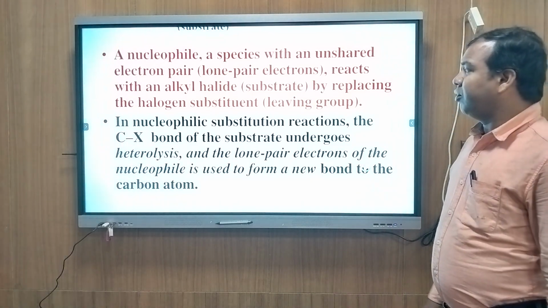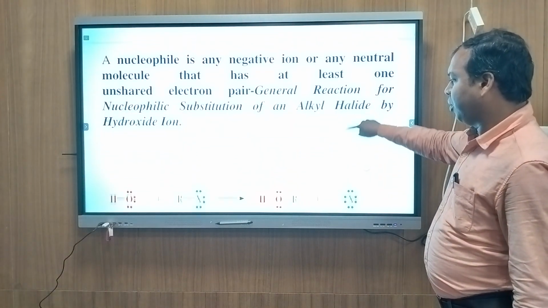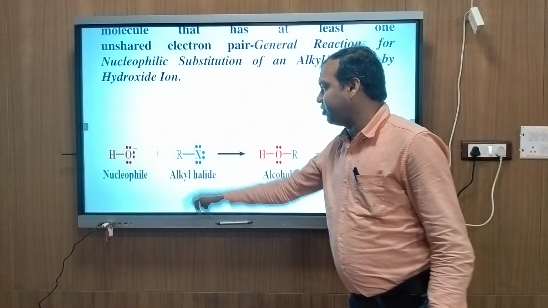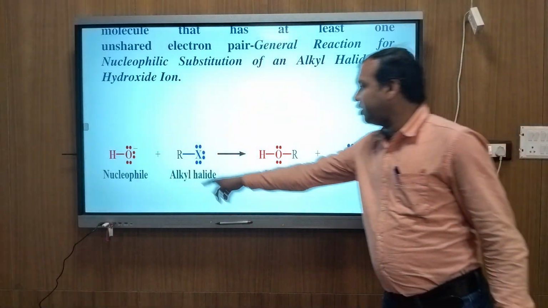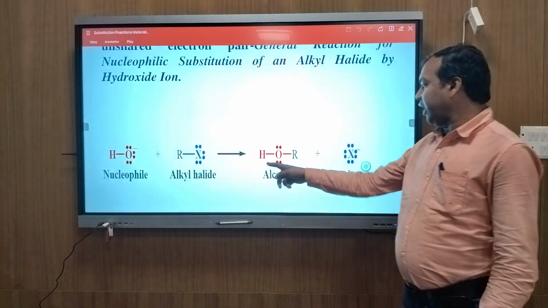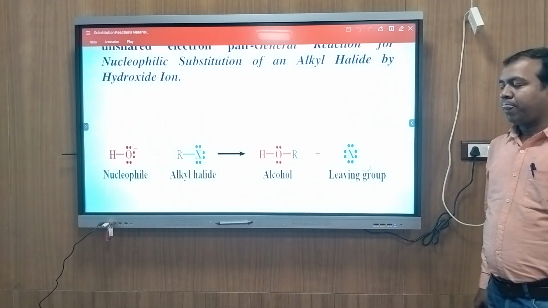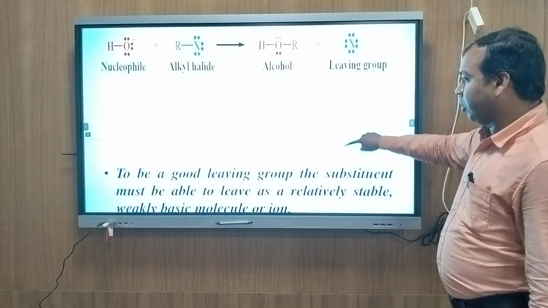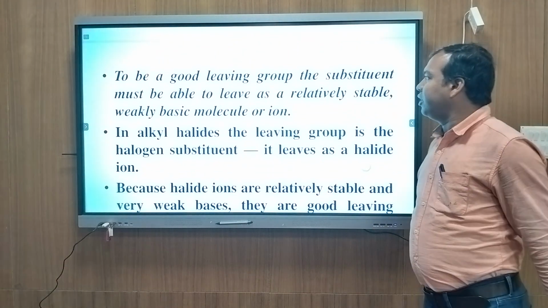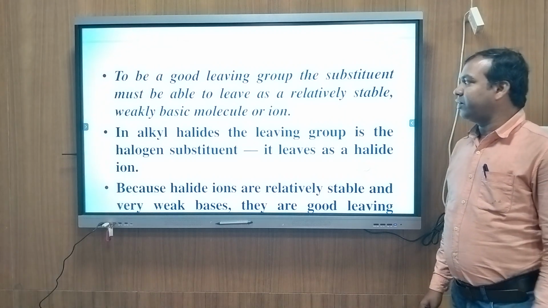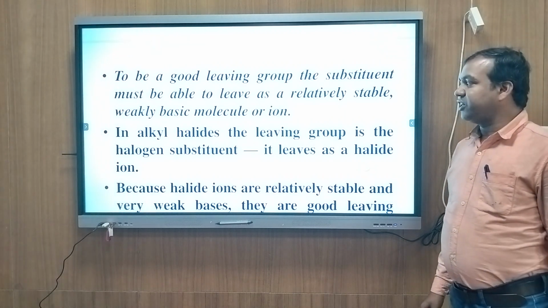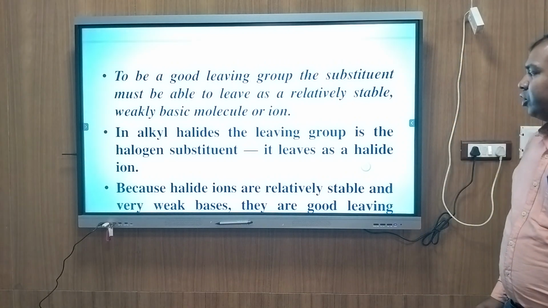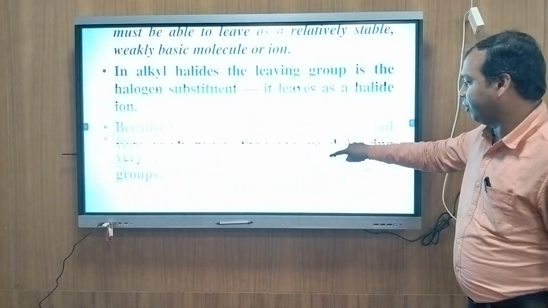So here the nucleophile attacks in the general reaction. This is the alkyl halide, then HO minus, the negative nucleophile, which attacks this alkyl group. Then we get the HOR, and X is the leaving group. So this is the general example of a nucleophilic substitution reaction. To be a good leaving group, the substituent must be able to leave as a relatively stable and weakly basic molecule or ion. In an alkyl halide, the leaving group is the halogen substituent. It leaves as a halide ion.